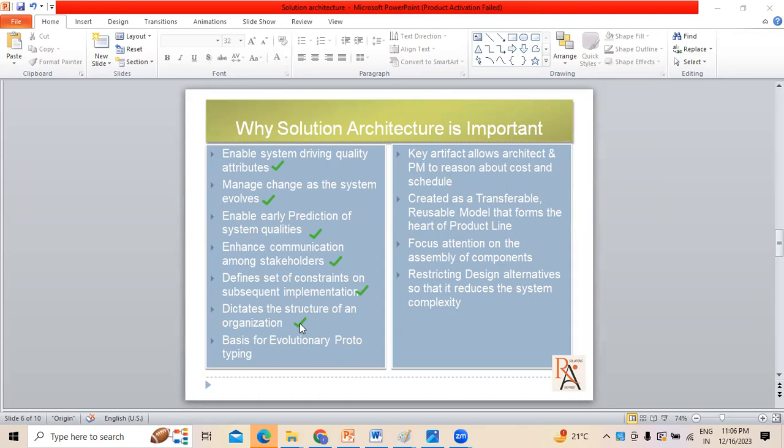So automatically it's a reflection, right? Whatever solution you are developing is a reflection of the structure of the organization at the end of the day, but technically speaking, not from the functional perspective, the technical perspective. So it dictates the structure of the organization. This is possible through solution architecture. This is also important. Next, the basis of evolutionary prototyping.